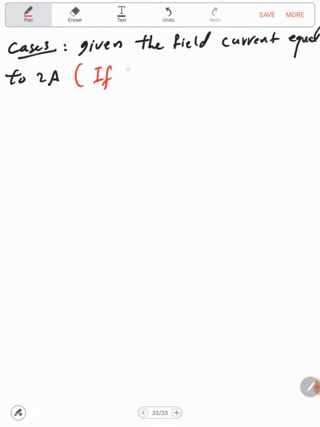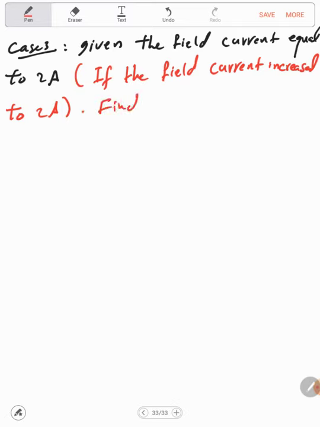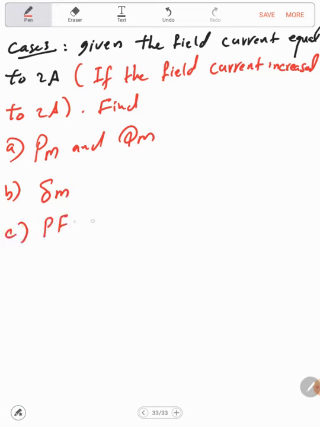if the field current increased to 2 ampere, find P of the motor and Q of the motor, the torque angle of the motor, the power factor of the motor.